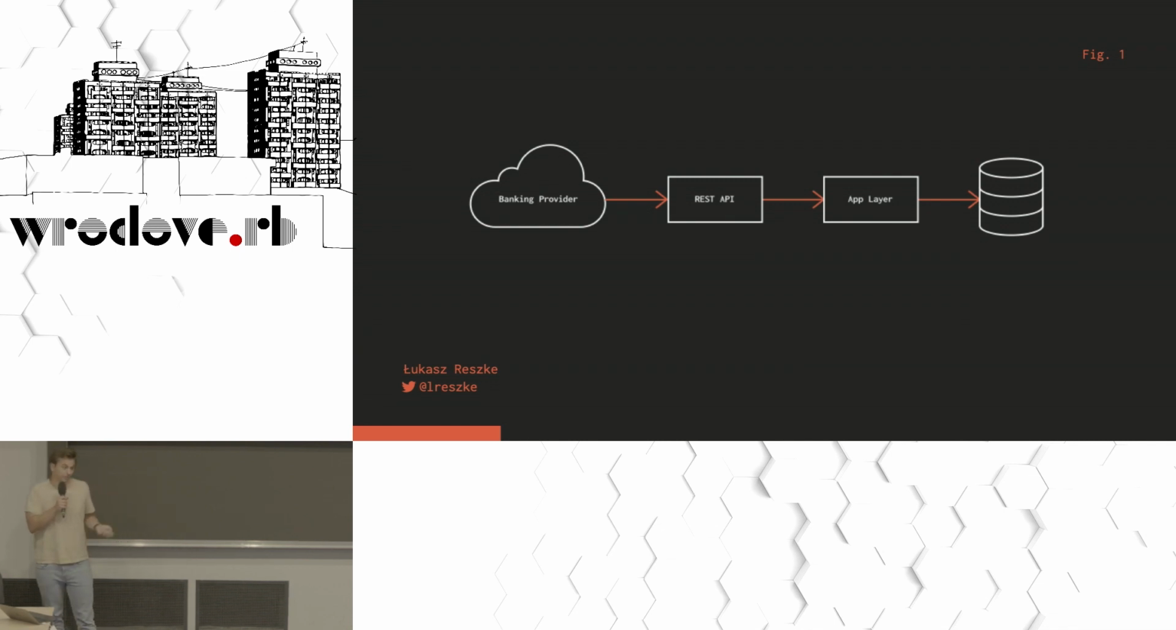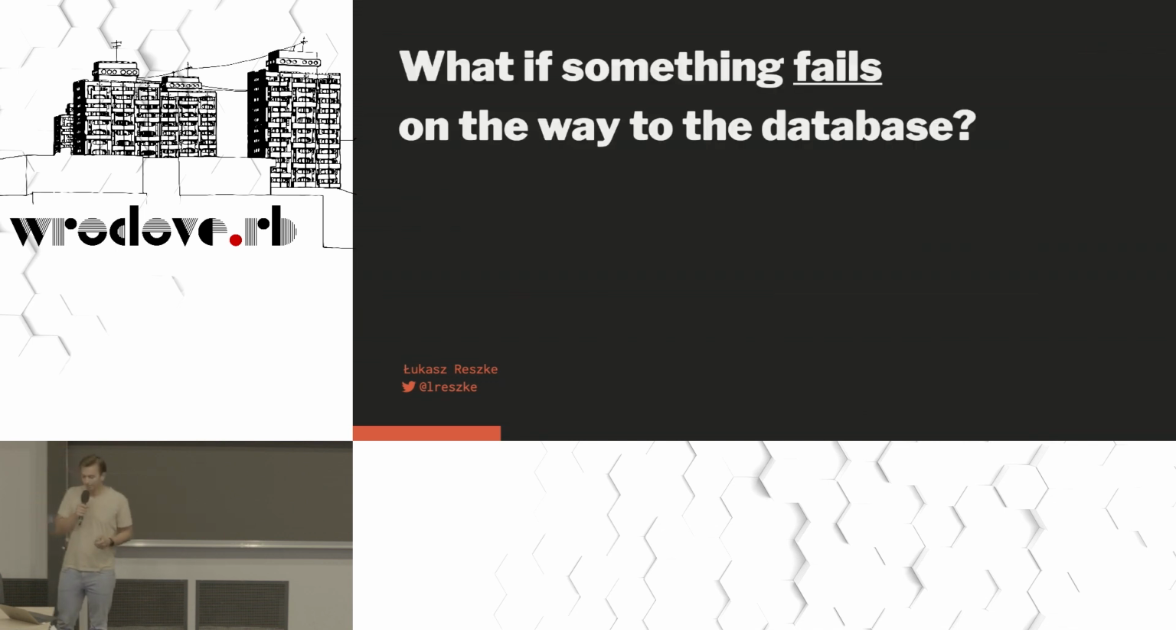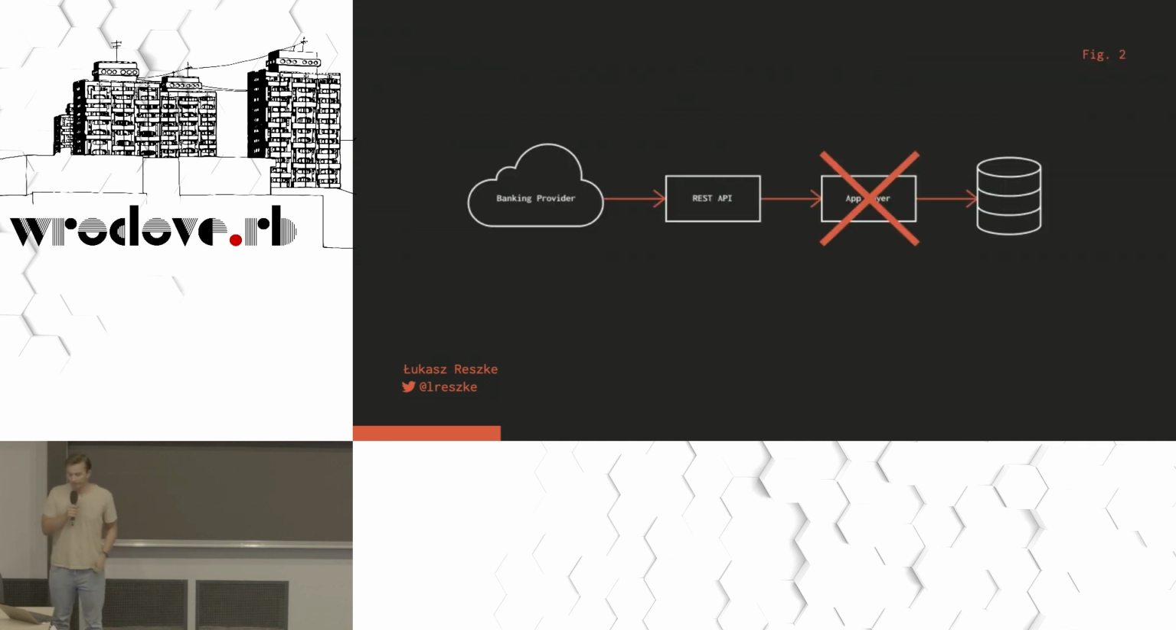And it works, it's good, but the question is, what if something fails on the way to the database? For example, in the application layer. There's a lot of things that could go wrong here. For example, we just may violate some index. The schema of the database might change. We may have a processing logic error, and so on. So what if there was another solution?